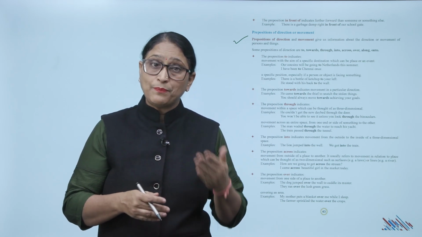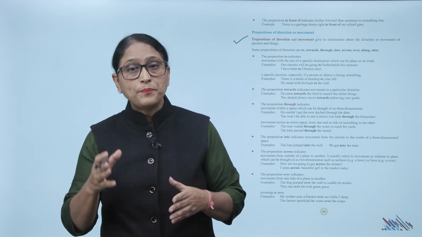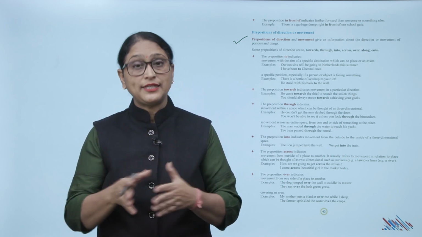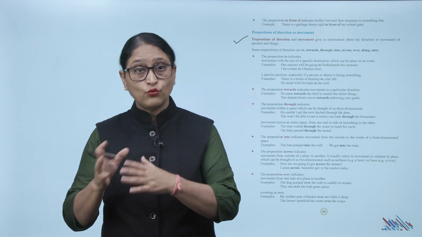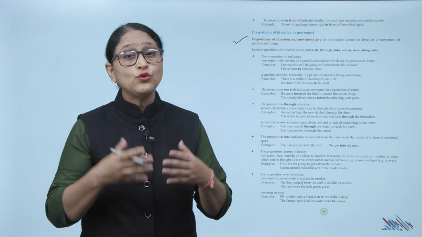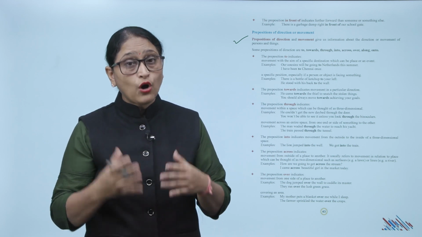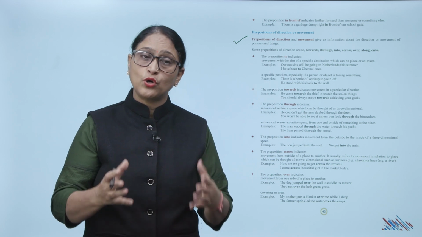Next is the preposition towards indicates movement in a particular direction. Particular direction में अगर कोई movement है तो towards. Examples, he came towards the thief to snatch the stolen things. You should always move towards achieving your goals.